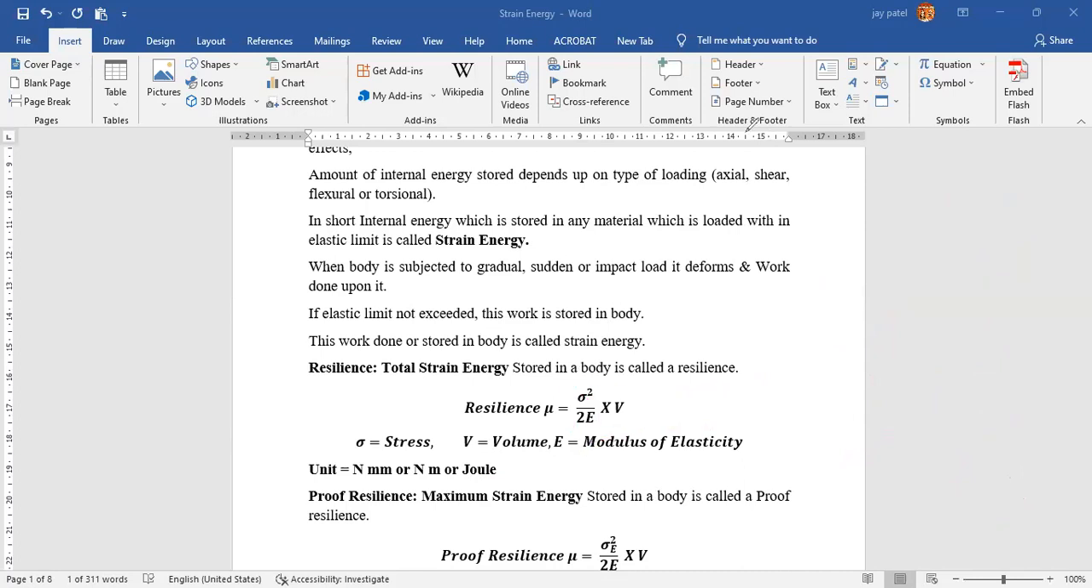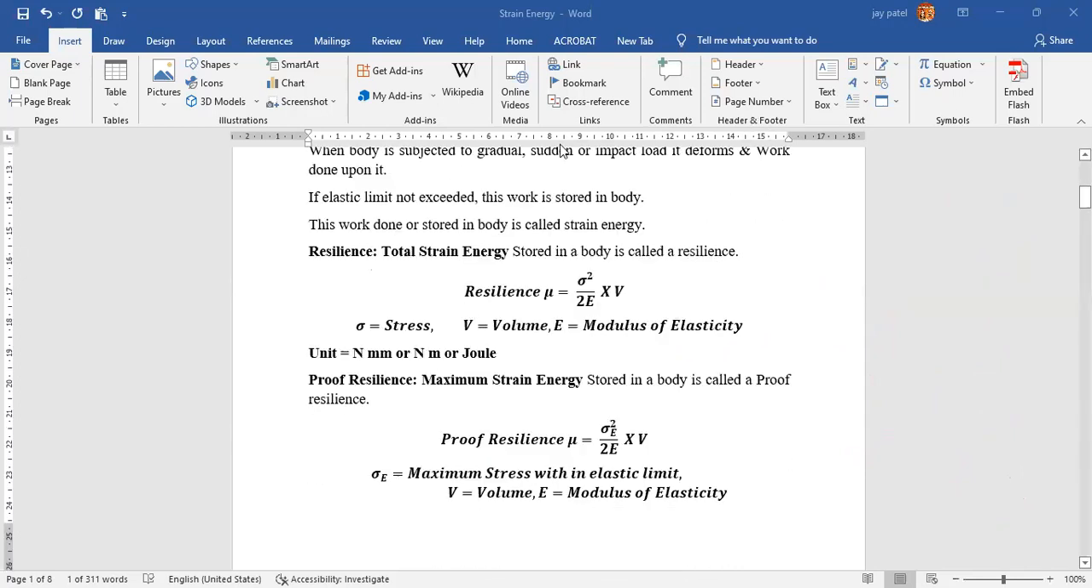Right? Let's move to the next term, proof resilience. First term was resilience, next term is proof resilience. Now just see the highlighted word. In resilience, total strain energy stored in body. In proof resilience, maximum strain energy stored in the body. That is called proof resilience. Is it okay? I hope this definition is also clear.